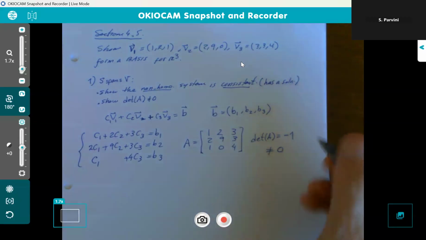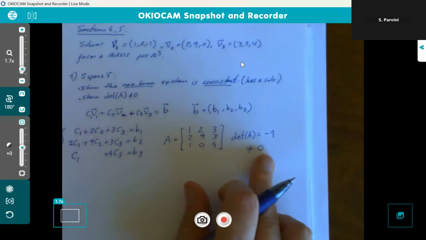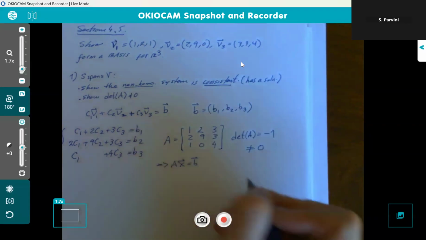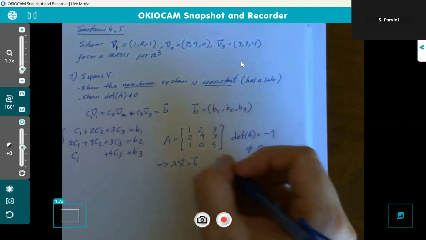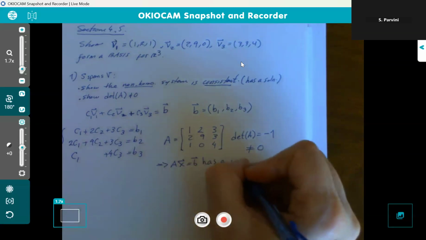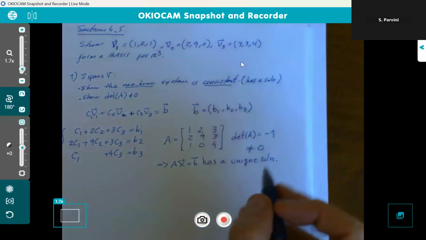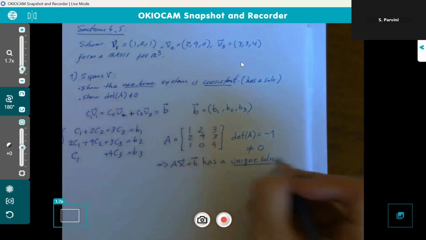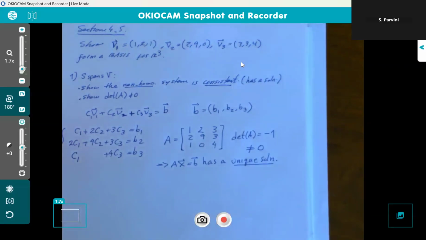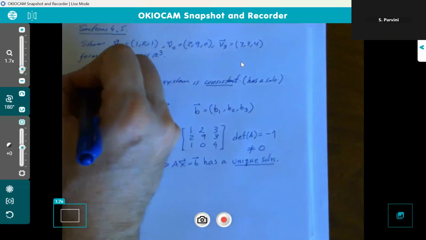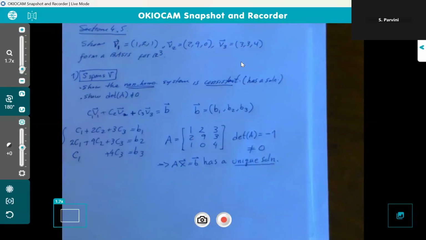Because the determinant is negative 1 and non-zero, we can say that AX equals B, the non-homogeneous system, has a unique solution. And there you go. Therefore, the non-homogeneous system has a unique solution, and that is how we show that it spans.